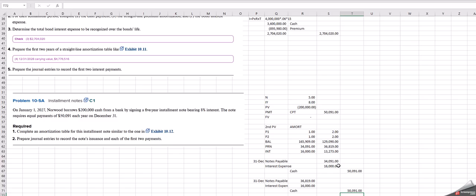So it's very comparable to using our time value money calculations to get to what that payment is on a loan. Then we go into the amortization function to figure out how much goes to interest and how much reduces our principal balance, which reduces that notes payable.